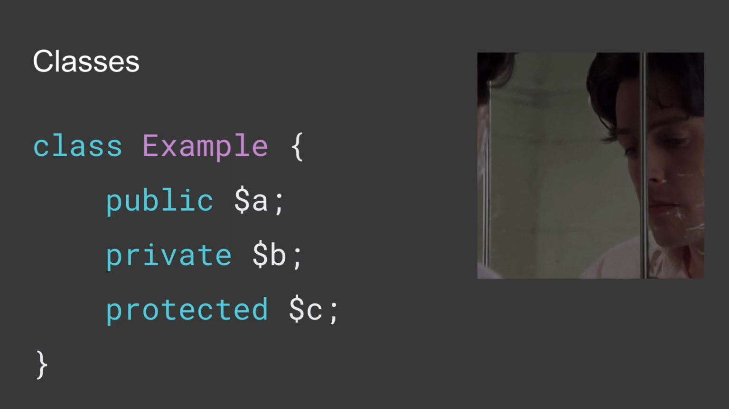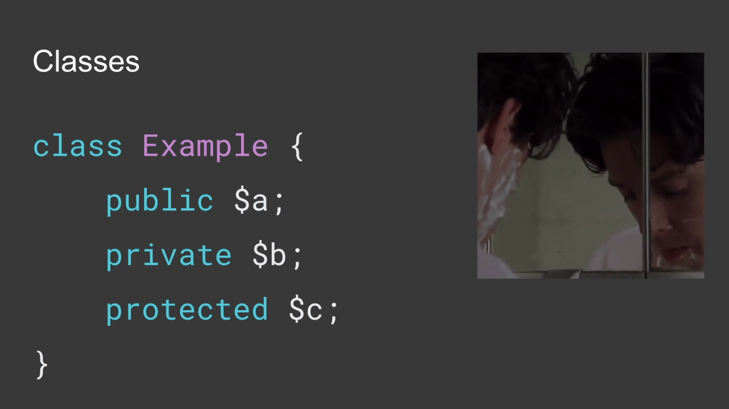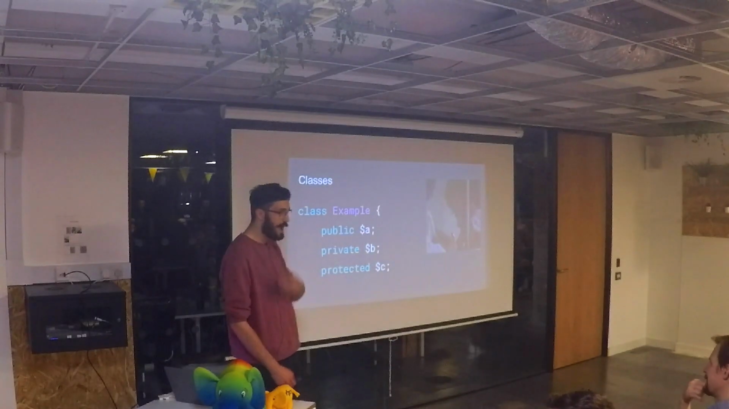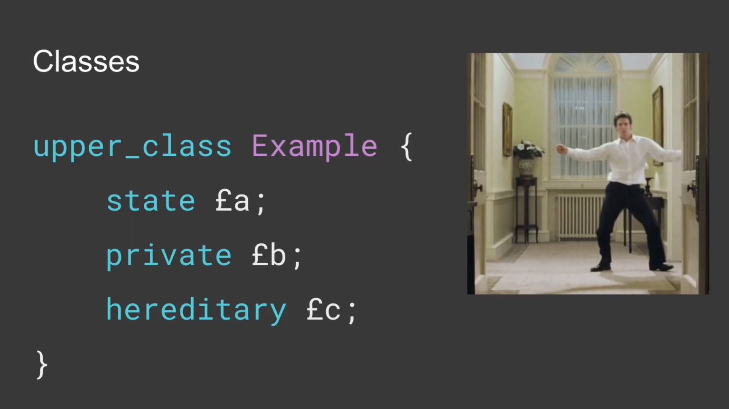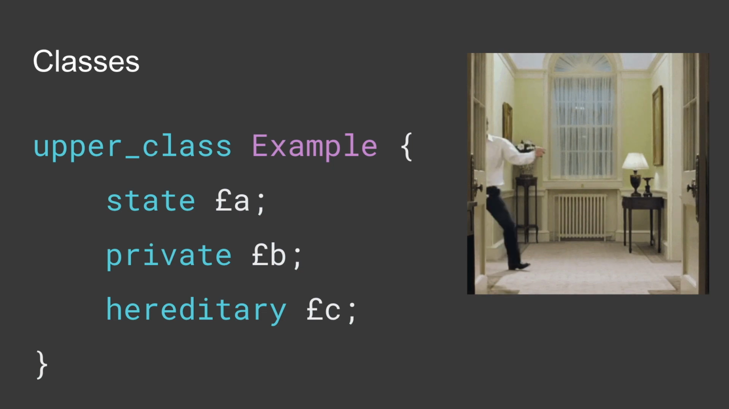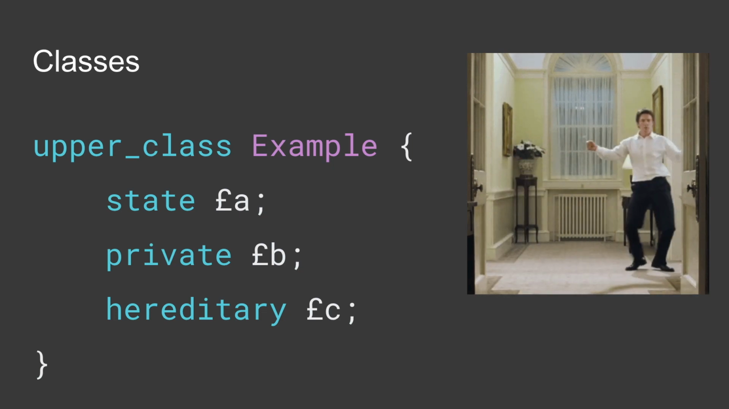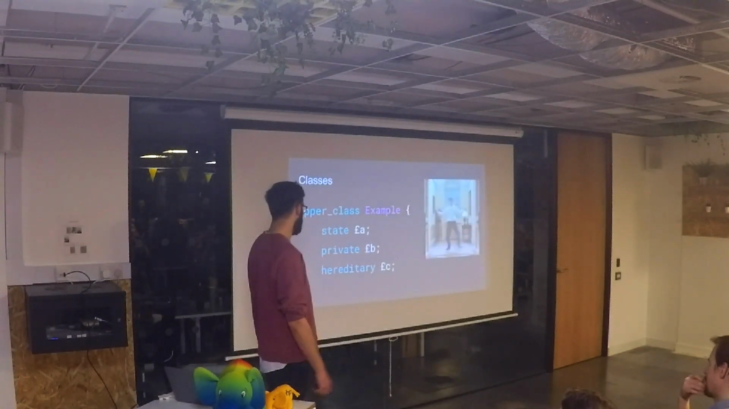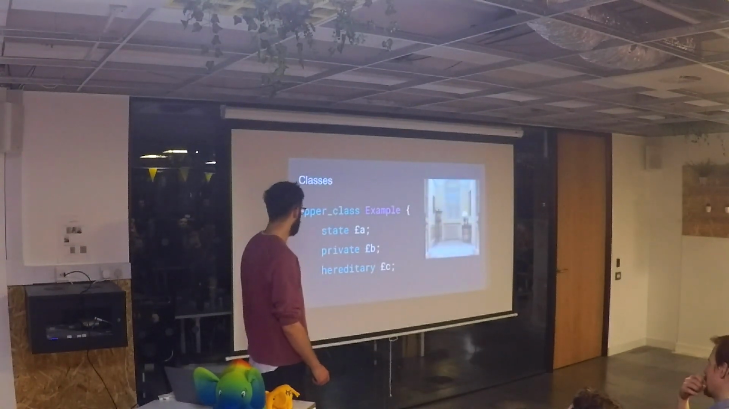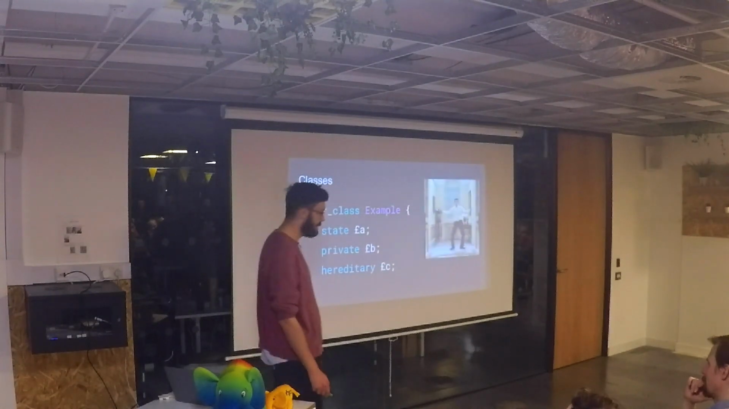Classes. We're no stranger to a class system in this country. But we have our own way of doing things, so it's only natural that we switch to using upper class instead of class. Public obviously should become state. Private actually still works, so we just keep private. If it's not broken, don't fix it. Protected becomes hereditary, obviously.